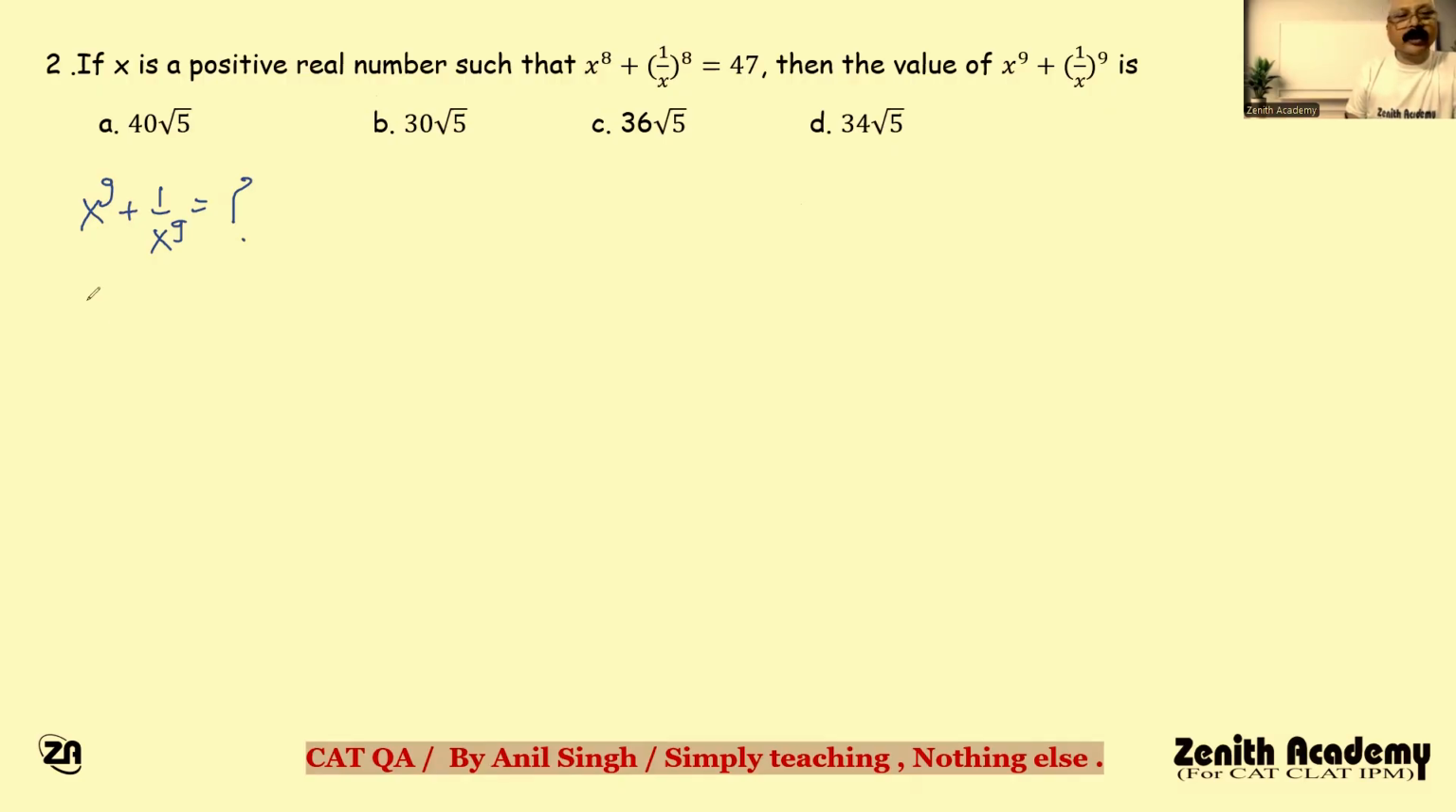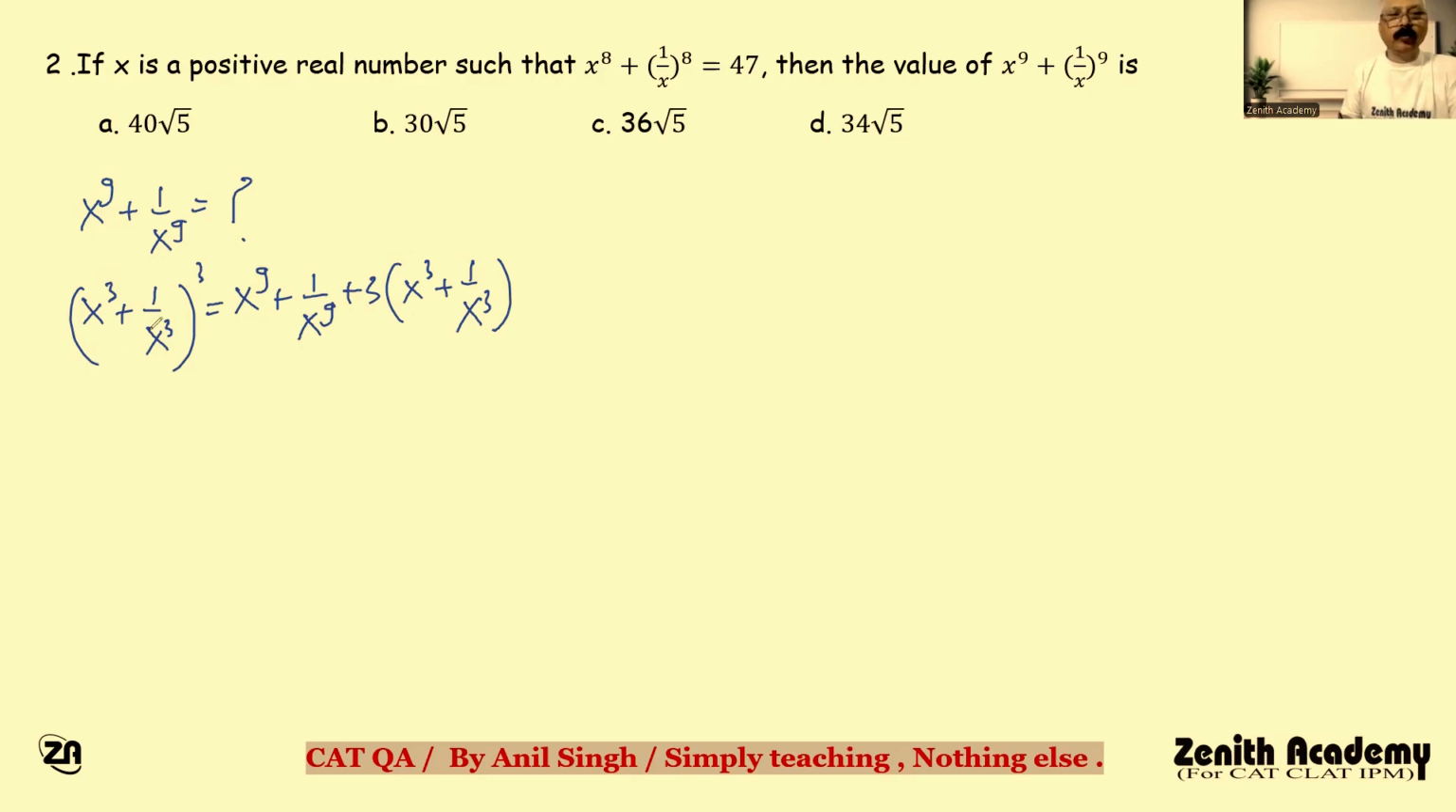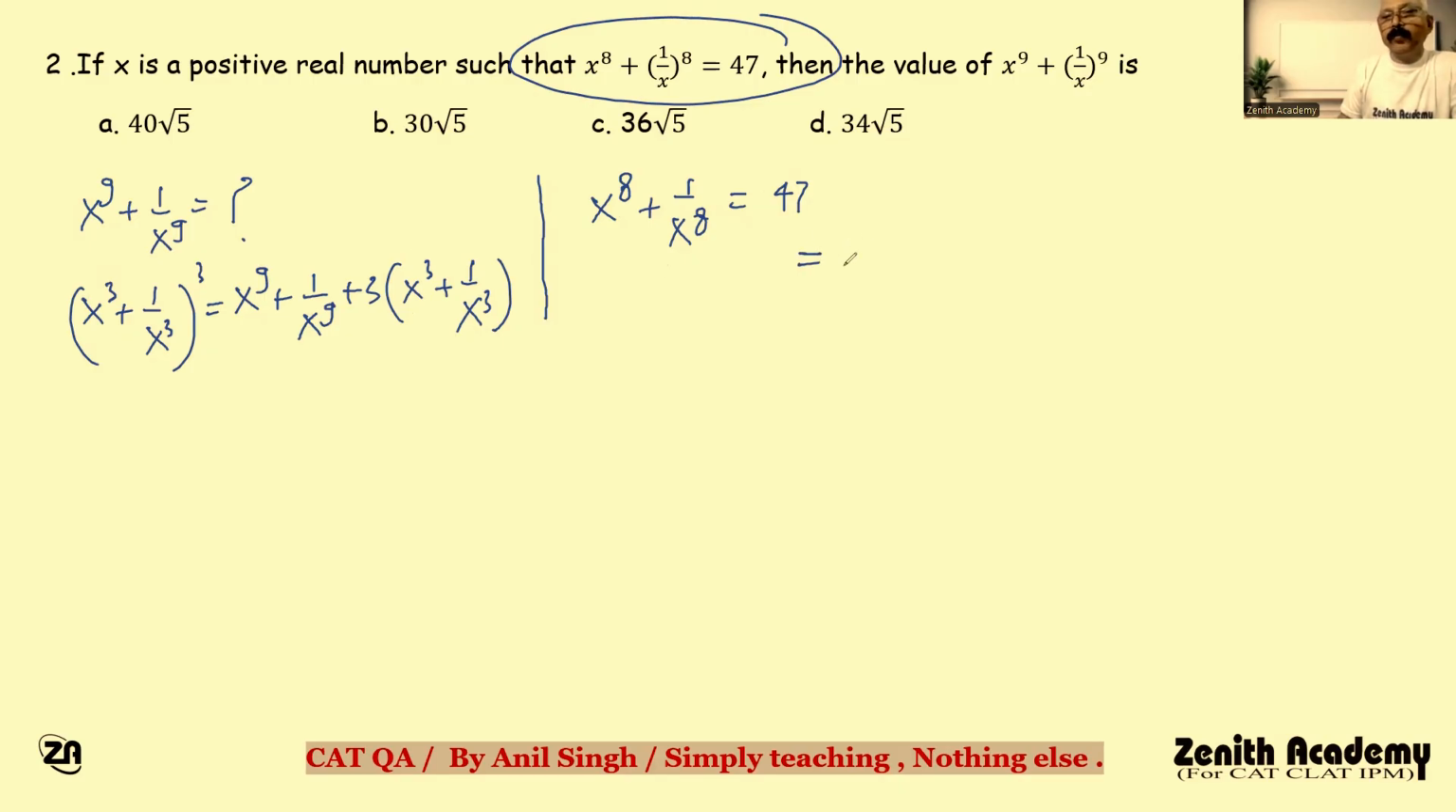This we can find like (x to the power 3 plus 1 upon x to the power 3) whole cube. The formula is x to the power 9 plus 1 upon x to the power 9 plus 3 (x cube plus 1 upon x cube). So the basic point is to find the value of x cube plus 1 upon x cube. It is given that x to the power 8 plus 1 upon x to the power 8 is 47. If I add 2 to both sides, then it just becomes 49.